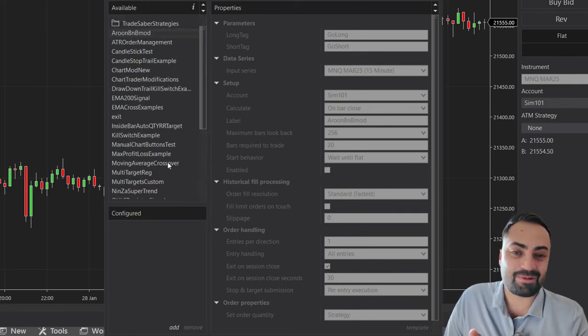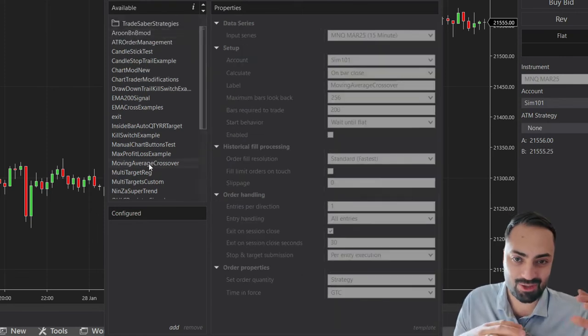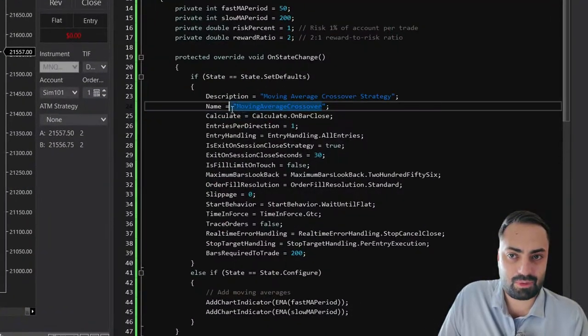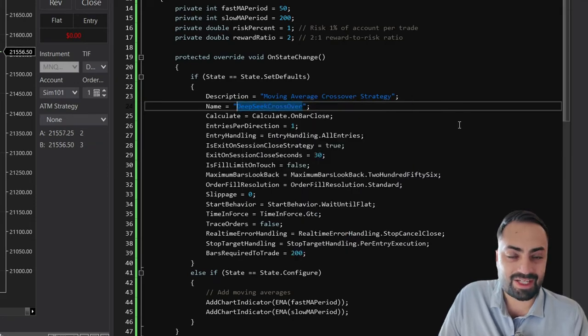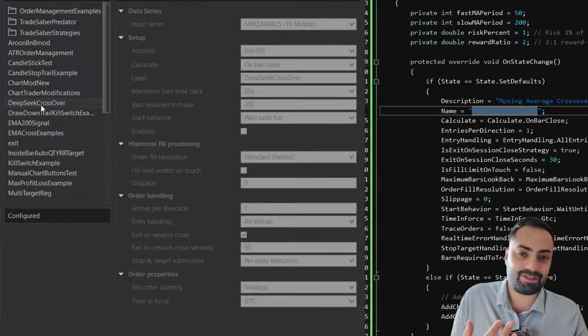I forgot to change the name of the actual strategy. Let me fix it just for the sake of the video. So I'm going to change this, and okay, and done. Okay, let's try this again. So I load it on the chart.